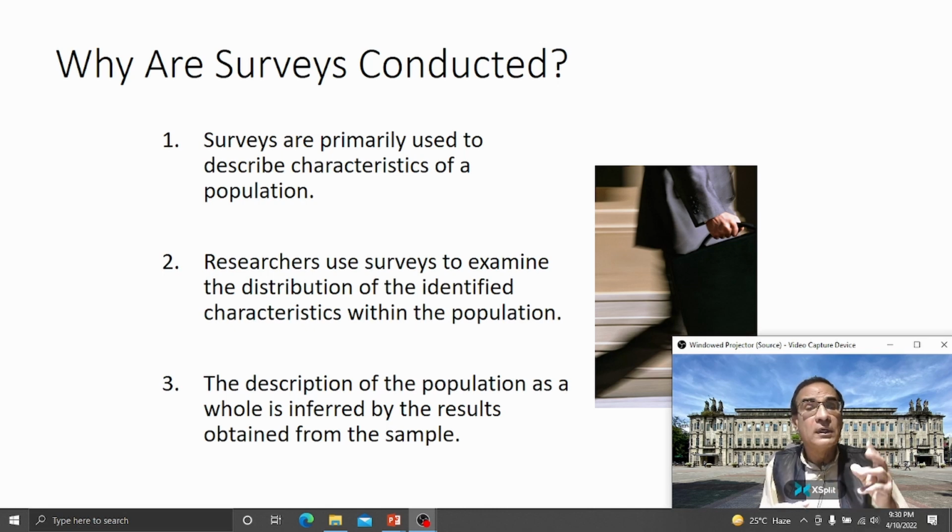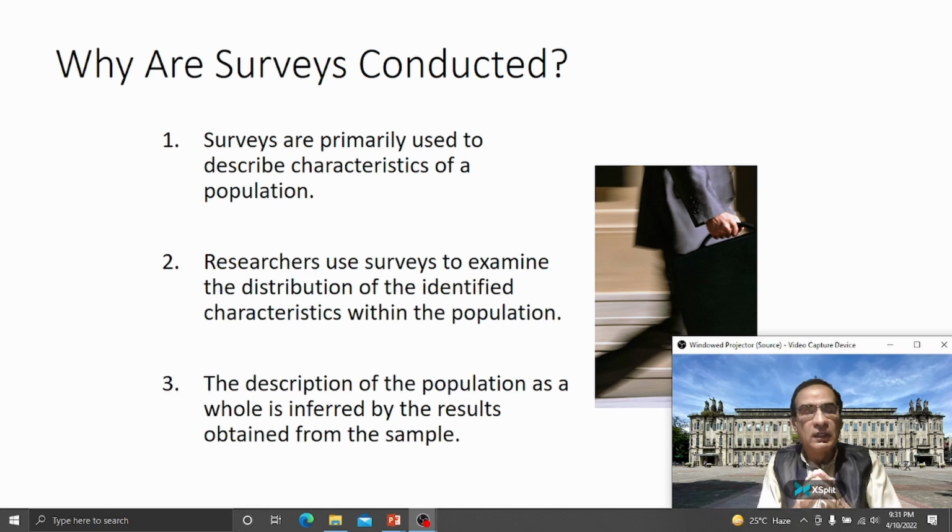Number 2, researchers use surveys to examine the distribution of identified characteristics within the population. So they want to actually examine what are the characteristics of the population for which you are conducting the survey and from which you are getting the opinion about the population. Number 3, description of the population as a whole is inferred by the result obtained from the sample. So you obtain the sample and after that you generalize it.